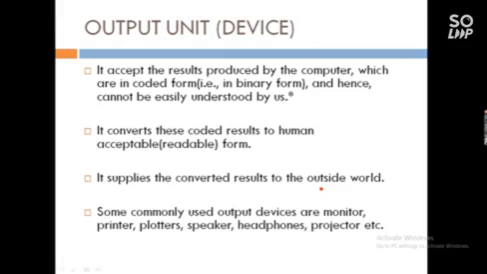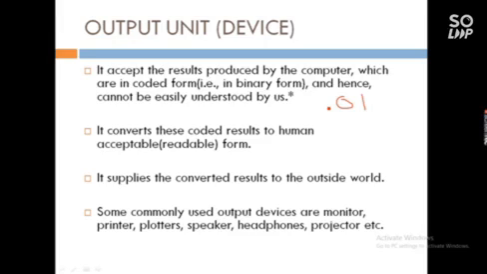Now what is the output unit device? It accepts the result in binary form, that is 0 and 1. The 0 and 1 form cannot be easily understood by us, because 0 and 1 is not our language. Our language is A to Z and 1 to 9. Now the computer doesn't understand our language, so it converts our language into binary form, that is 0 and 1. 0 means off, 1 means on. It converts these coded results to a human-readable form and supplies the converted result to the outside world.